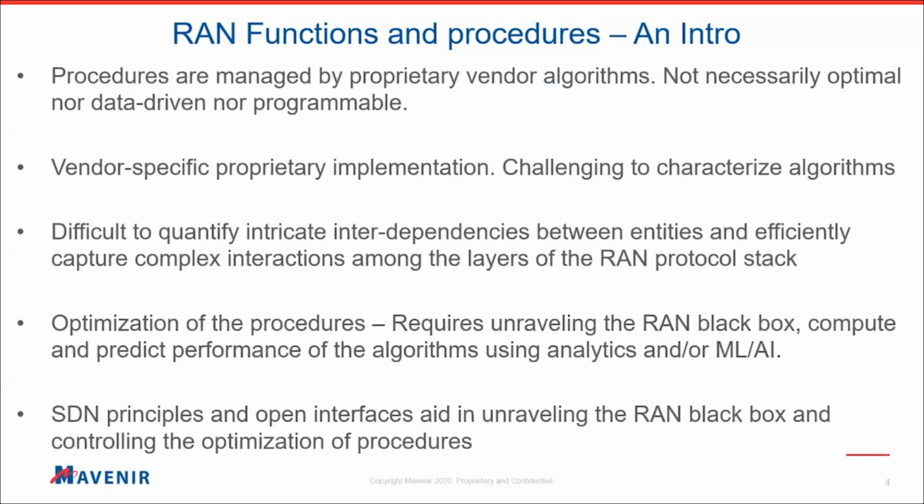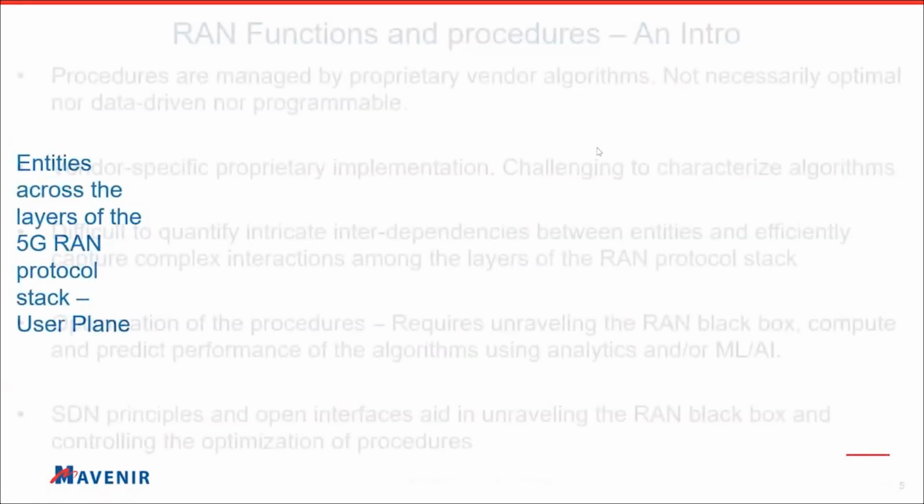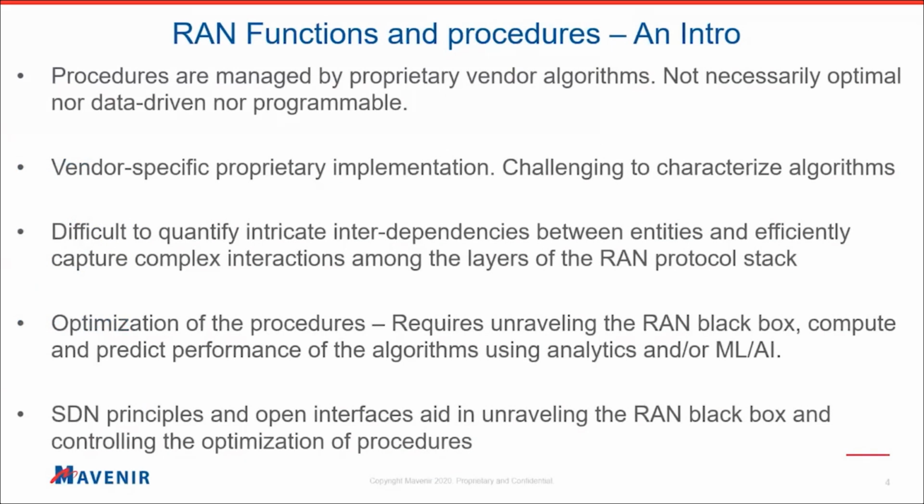So a quick intro on the RAN functions and procedures. Procedures are managed by vendor proprietary algorithms in legacy cellular RAN systems. Now, these vendor proprietary algorithms are not necessarily optimal, nor data-driven, nor programmable. It is quite challenging to characterize these algorithms and their performance because of the vendor-proprietary implementation. And it is also difficult to quantify the intricate interdependencies between the entities and between the layers of the RAN protocol stack, because most of these are implemented as a black box.